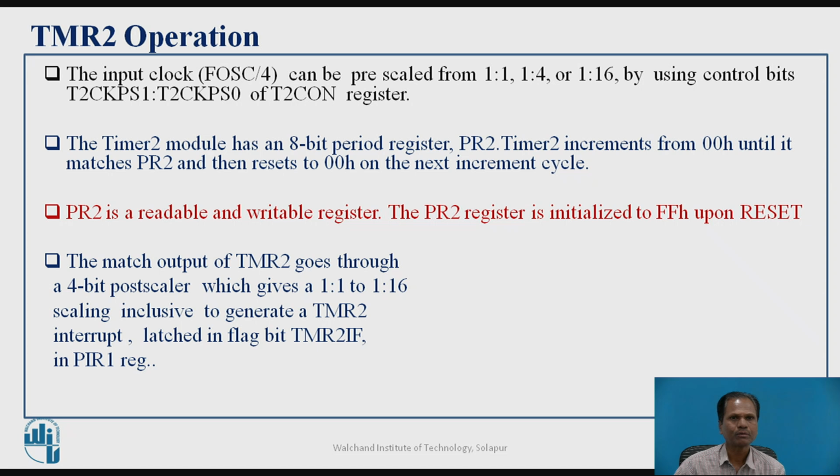The timer 2 module has an 8-bit period register, that is named PR2, the period register 2. It is again an 8-bit register. Timer 2 increments from the initial value 00 until it matches with the content of period register PR2, then resets to 00 on the next increment cycle, or in the next machine cycle.